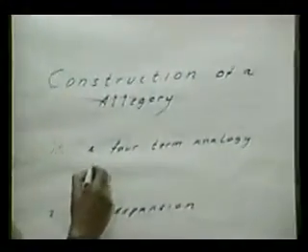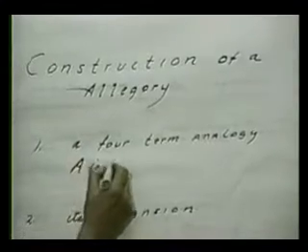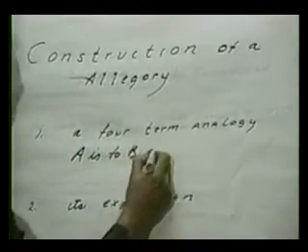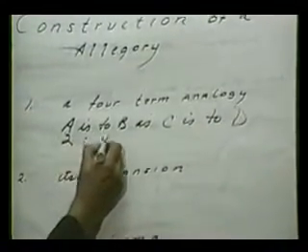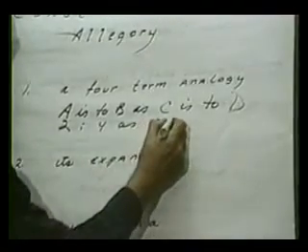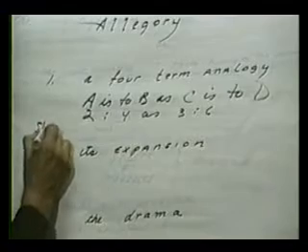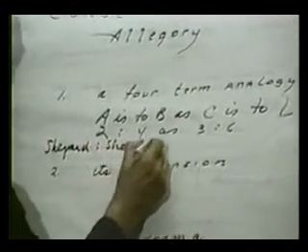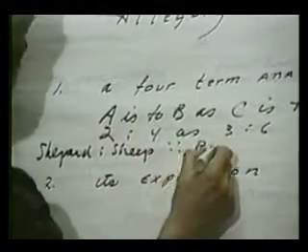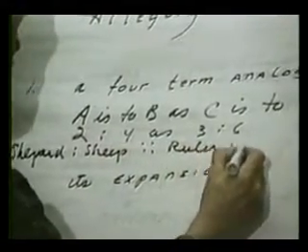An allegory starts with a four-term analogy. An analogy can be represented as A is to B, as C is to D. You can also use numbers. 2 is to 4, as 3 is to 6. You can also use ideas. Shepherd is to his sheep, as a ruler is to his subjects.